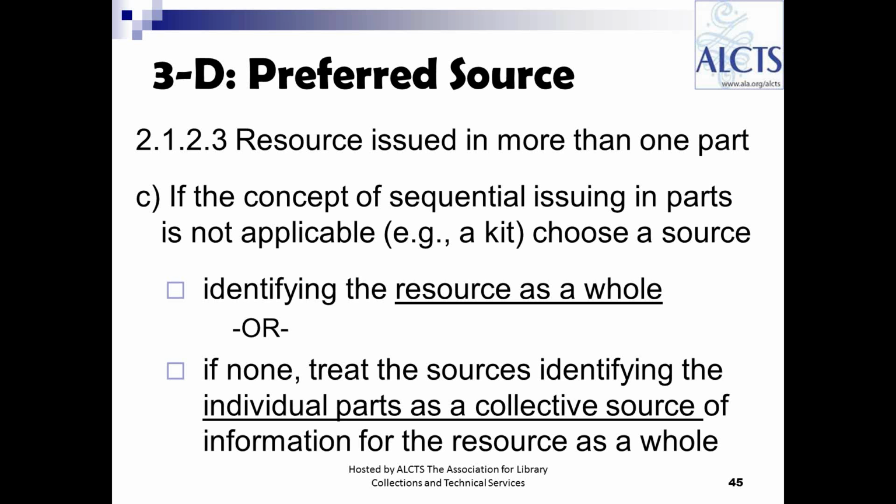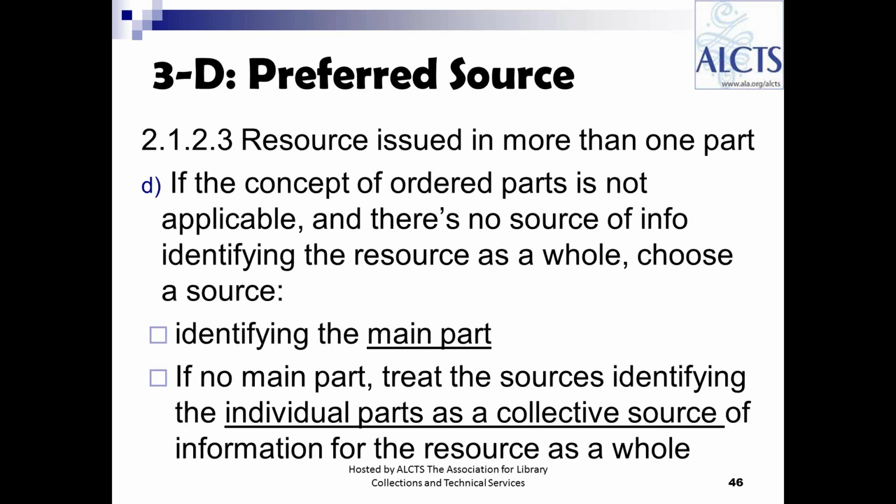I'm on a CCDA task force that's looking at the rules on preferred sources and bases for identification, and I hope that these particular rules will be easier to understand before most of you have to use them. Here is option C, which is for multi-part resources where the concept of sequential issuing in parts is not applicable. Here's option D for multi-part resources where the concept of ordered parts is not applicable, and there's no source of information identifying the resource as a whole.